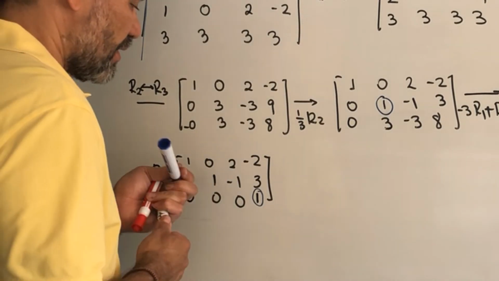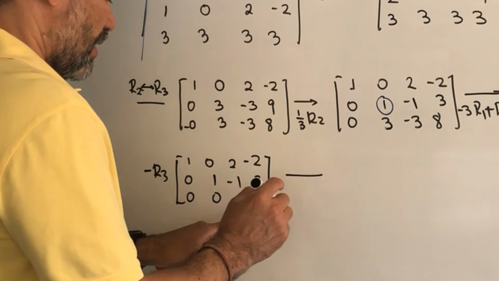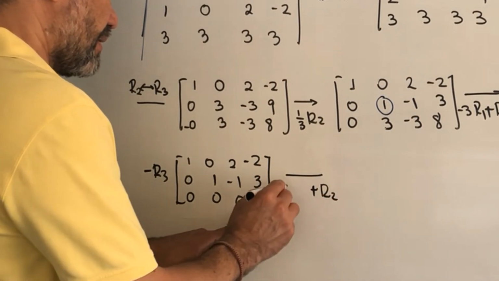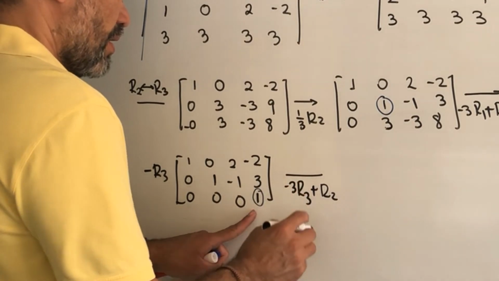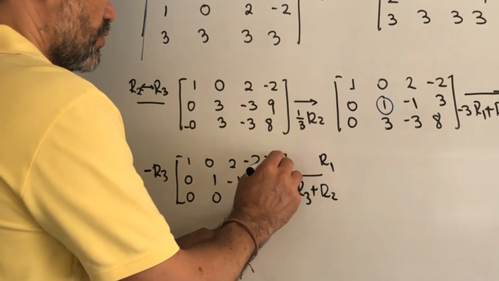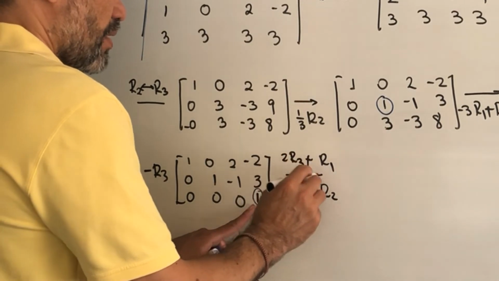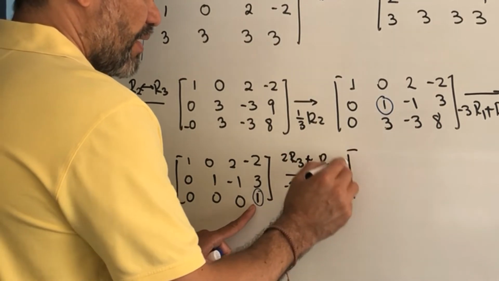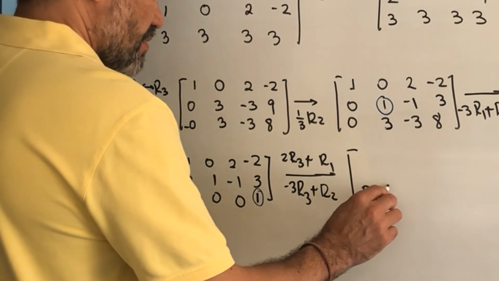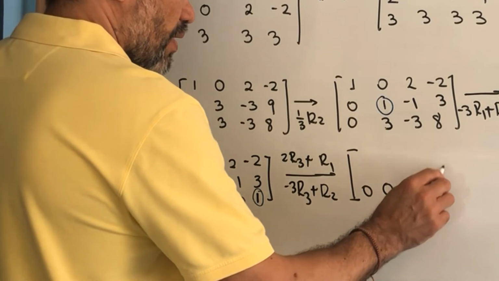Then we accomplish that by changing row 2 by adding -3 times row 3, and by changing row 1 by adding to it 2 times row 3. When we do that, we get the matrix. This row is not changing, 0, 0, 0, 1.